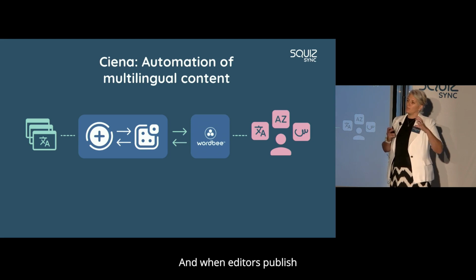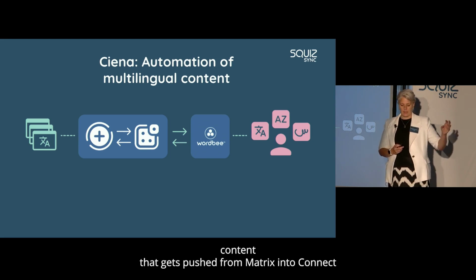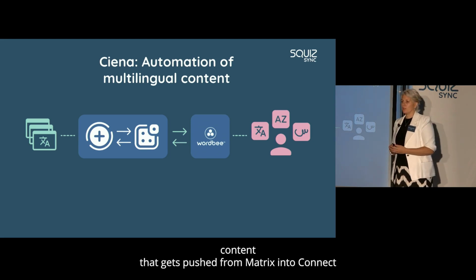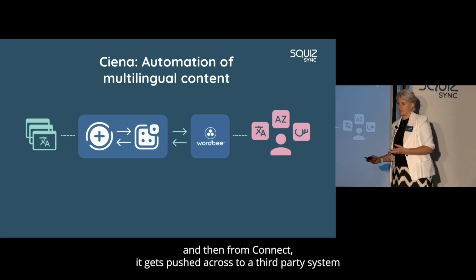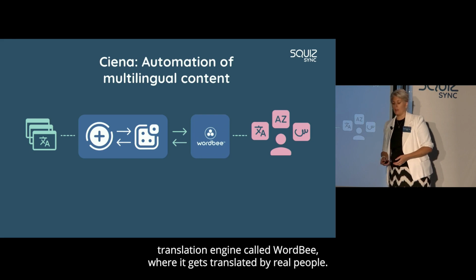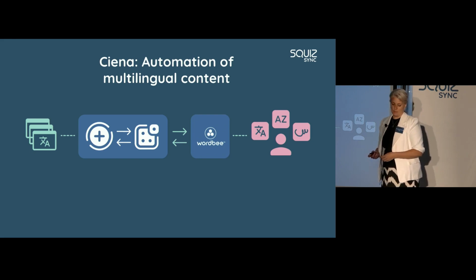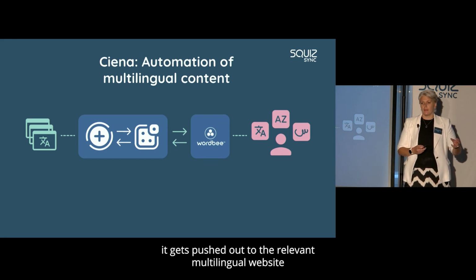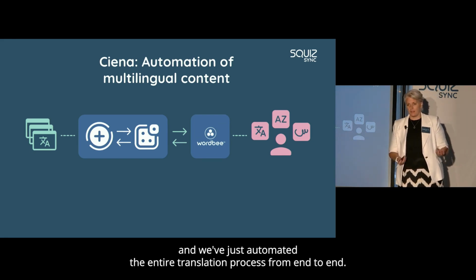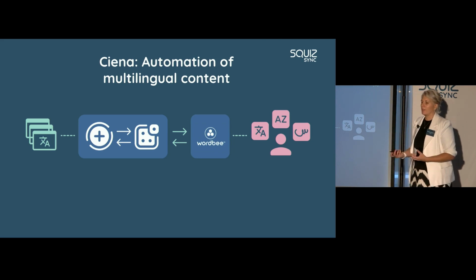And when editors publish content, that gets pushed from Matrix into Connect, and then from Connect, it gets pushed across to a third-party system called a translation engine called WordBee, where it gets translated by real people. Once it's done, it comes back through Connect into Matrix, and then from there it gets pushed out to the relevant multilingual website, and we've just automated the entire translation process from end to end.